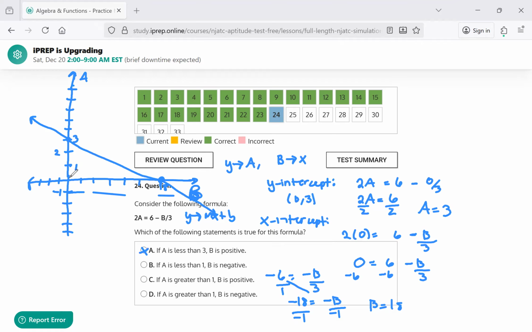Wait, is that right? Wait, let's look at A again. If A is less than 3, so that means 2, 1 and below, B is positive.